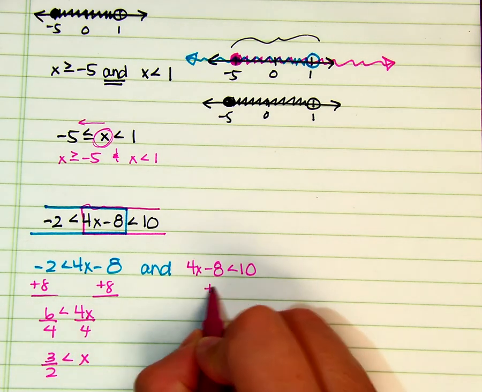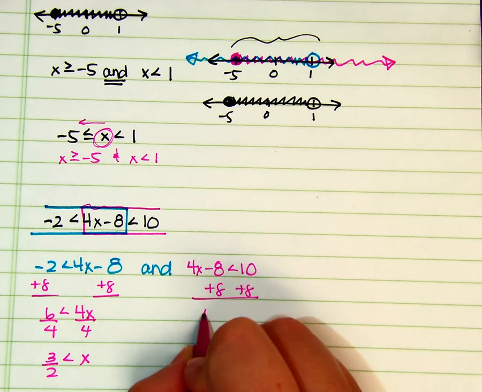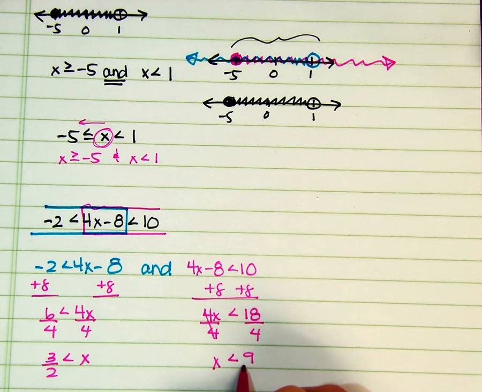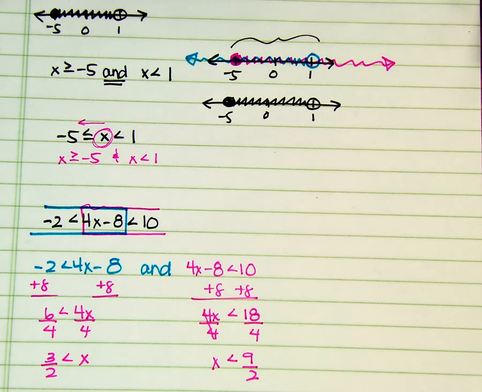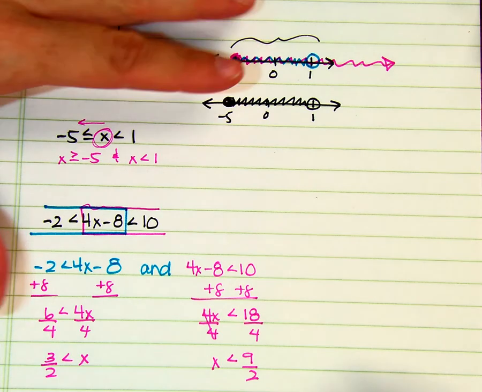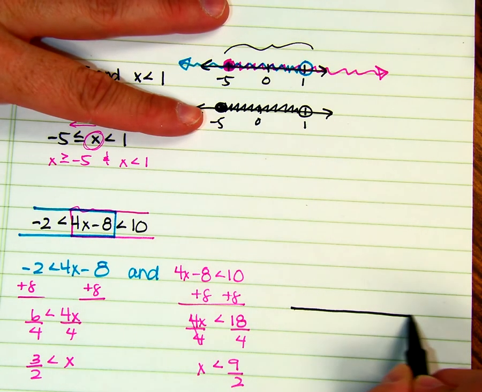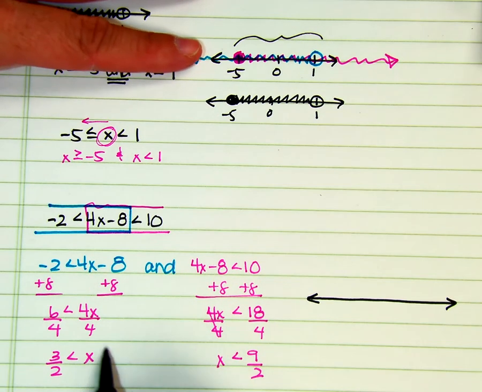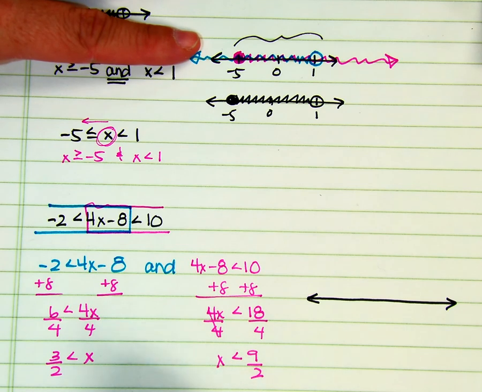Solve over here. I'm going to add 8 to both sides. 4x is less than 18. Turn around and divide both sides by 4. And x is less than 9 halves. Now, 9 halves might not be very easy for you guys to graph on the number line, but again, that is why we have the fraction button on our calculator. So over here, I am going to take these and write it as 1, because that's what my answer is going to have to look like. So 3 halves is less than x, which is less than 9 halves.